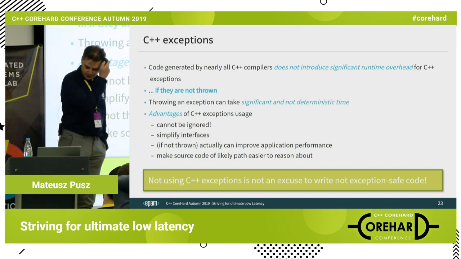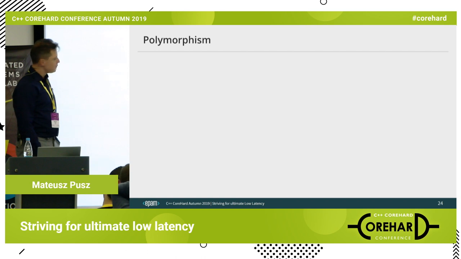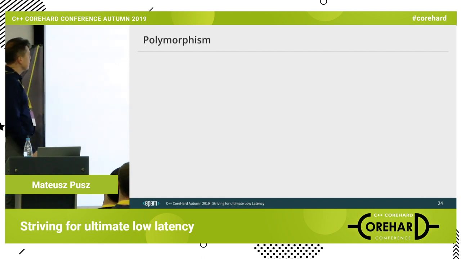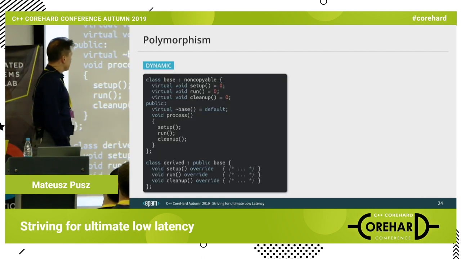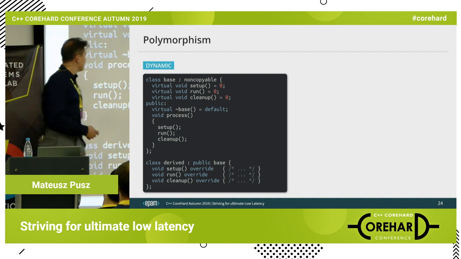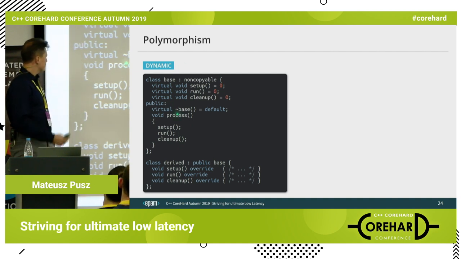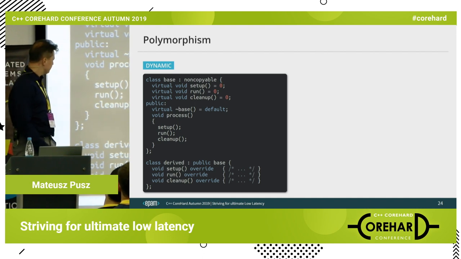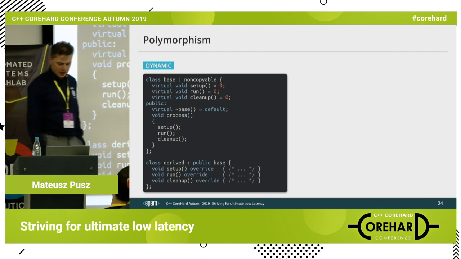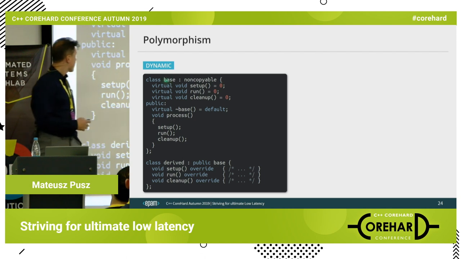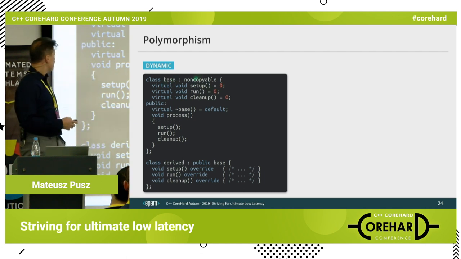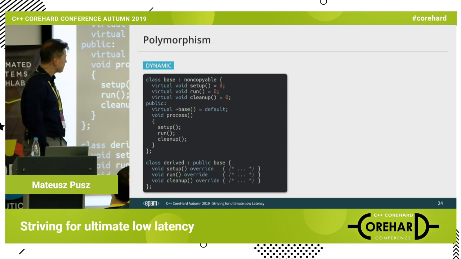That's about exceptions. Polymorphism. Polymorphism, as you know, can be implemented in this way. This is the typical template method pattern, and it uses polymorphism. You have a non-copyable type that has a virtual destructor, some virtual functions, and you implement them in derived classes.